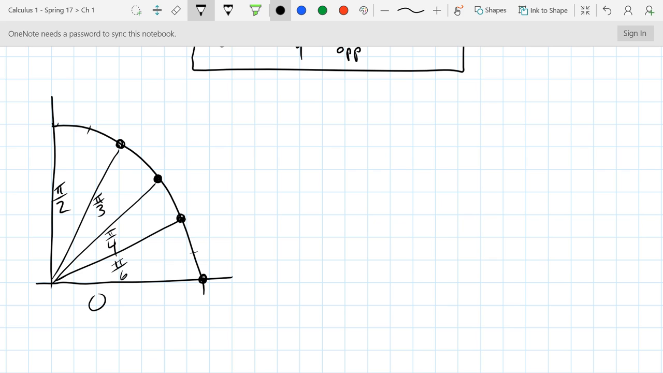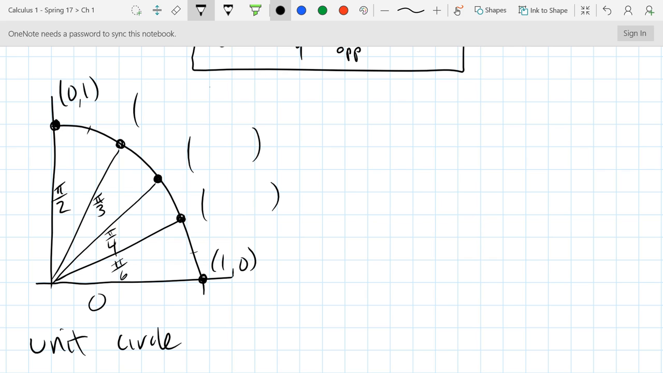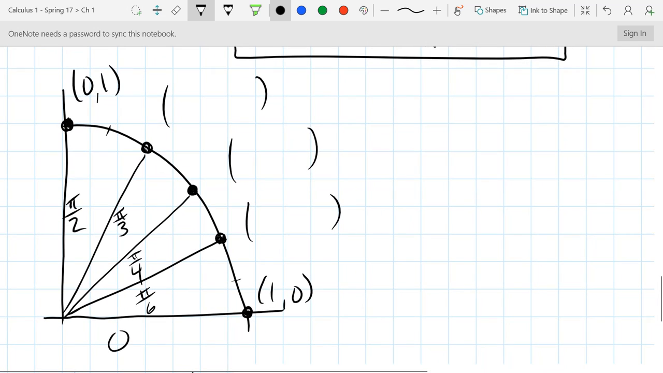And we'll fill in the easy points, the first and last point. 1, 0, and 0, 1. And this is on a unit circle. So we have 3 other points that we need to know the coordinates for. These can be a little tricky to memorize.